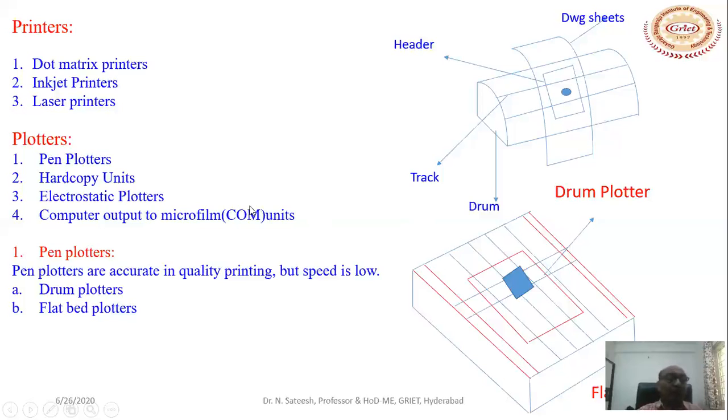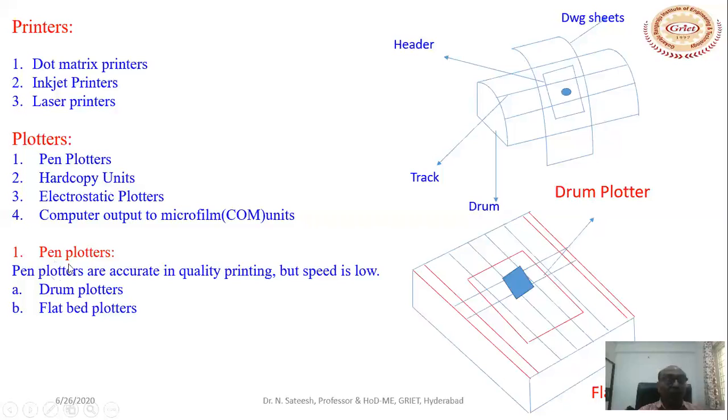Then coming to the plotters. Plotters are very important when it comes to CAD design. Printers are used for getting documents like the bill of raw material in A4 and A3 size, but for A0 size and A1 size drawings, generally top view, front view and 3D image, and 2D drawing sheets of A0, A1, A2 and so on, we have to use the plotters. There are 4 types of plotters: pen plotters, hard copy unit, electrostatic plotters, and computer output microfilm. Let us discuss one by one.